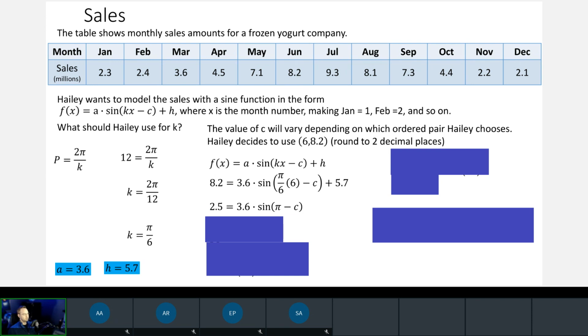And so we're now to here. So we get 2.5 equals 3.6 times sine of that stuff. We can reduce that pi over 6 times 6. We can reduce it down to pi. So maybe, Antonio, that's what you meant? You meant to simplify this to pi? Is that right? Okay. Yeah, and this is still an exact answer right here. Pi is still exact. It's not rounded. All right, what's the next step?